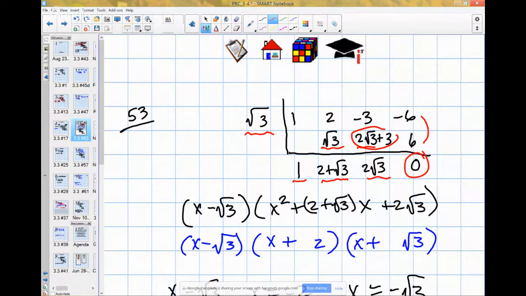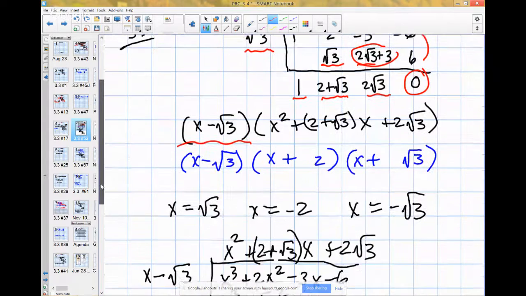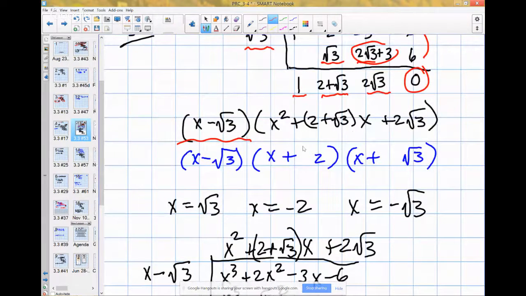Is there anything else we're supposed to do there? Oh, list all real zeros of the function. Okay, so we know one is, we just found this one works, right? Now, I don't know how much time we have, but I was able to factor this into these two factors.